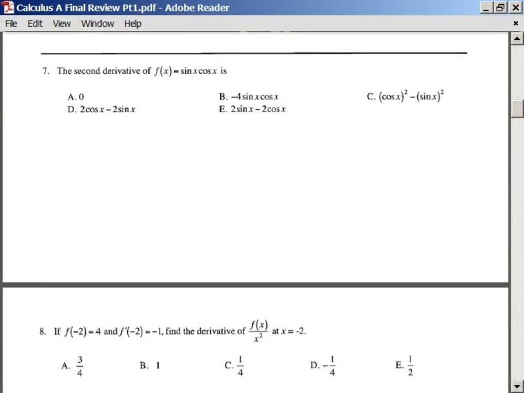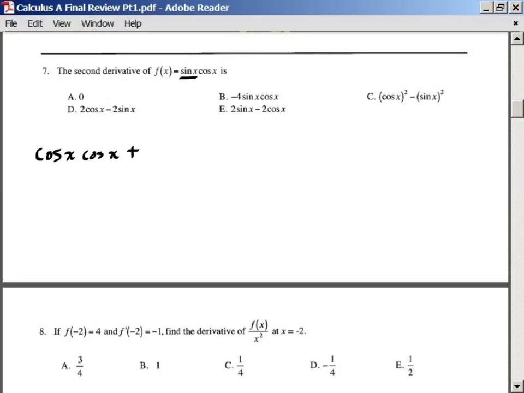All right, so to take the second derivative here, you got to do the first derivative first. Okay, we had sine x and cosine x multiplying to each other. So what rule do we have to use? Product rule. So we take the derivative of the first one, which is cosine x, and we multiply it times the second, which is cosine x.